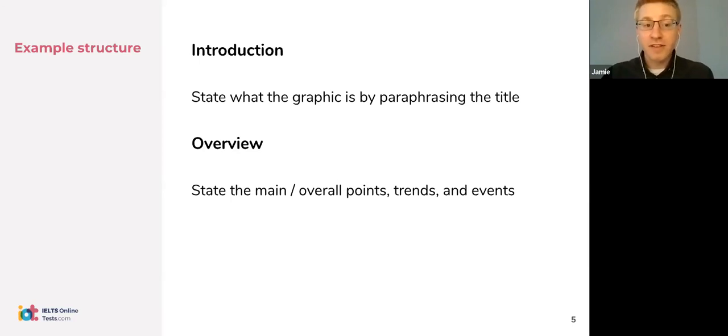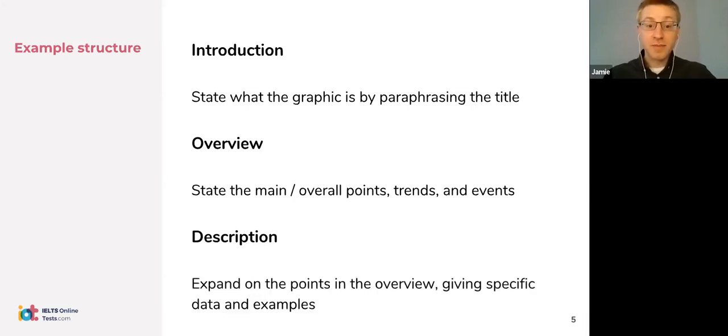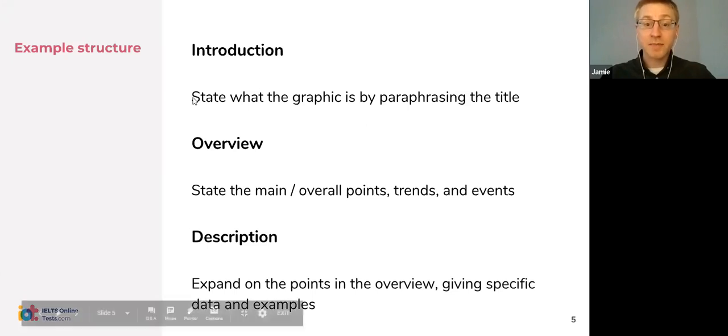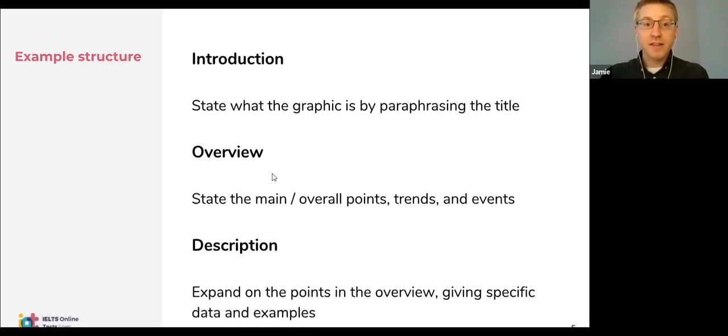Because it's not a very detailed description in the overview, you only need to write between 1 and 3 sentences for this part. The more detail will come in the description. This is where you expand on the main points you mentioned in your overview, giving the specific data and examples. And in this section, you can provide specific dates. Okay, so this is a typical structure. We're going to look at each of these sections in more detail now.